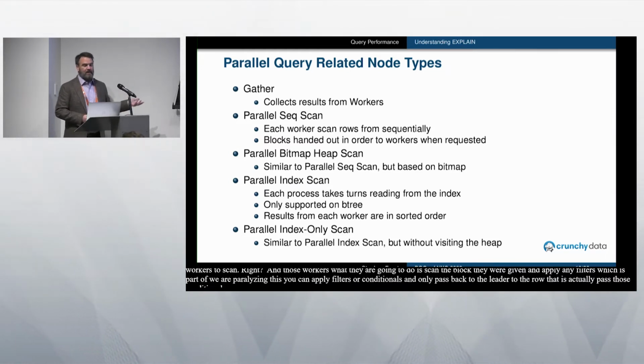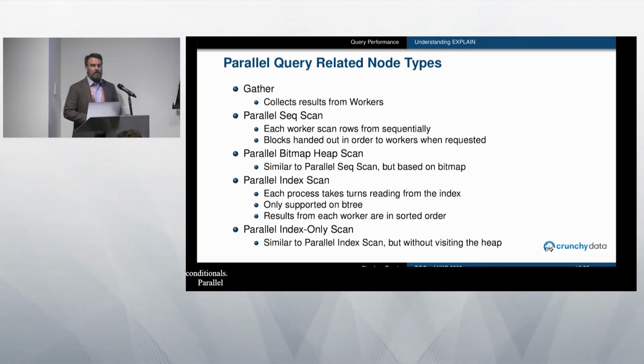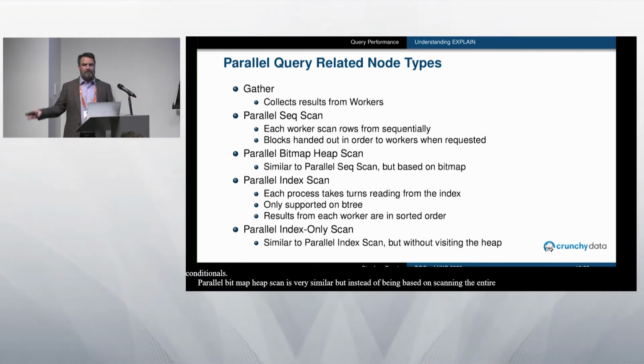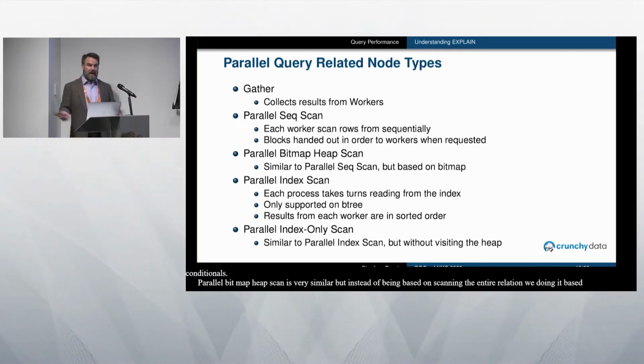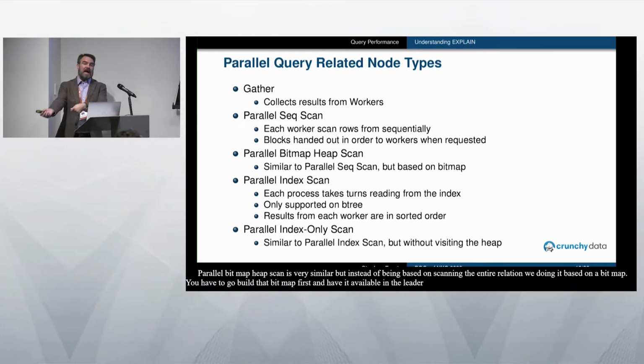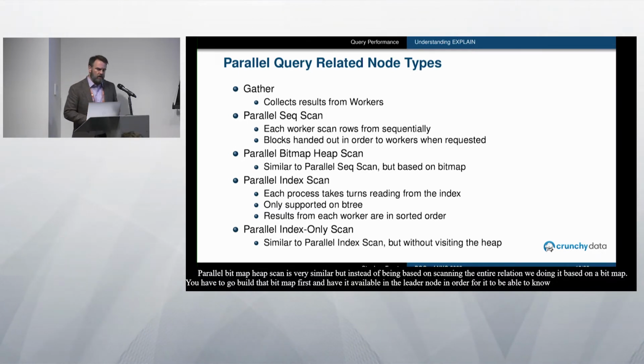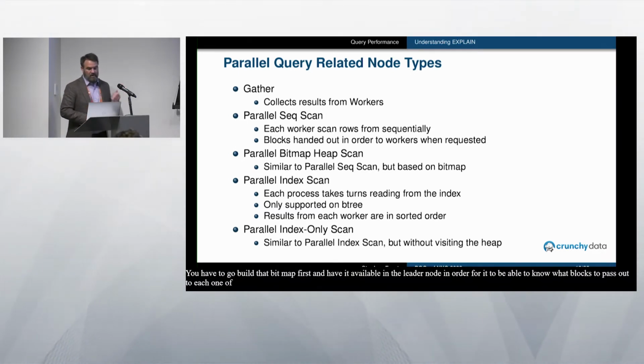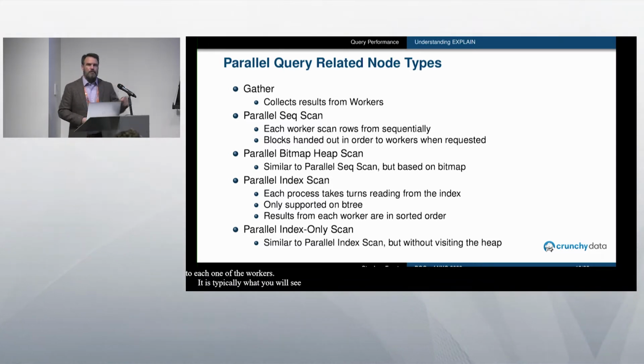Parallel bitmap heap scan is very similar to a parallel sequential scan, but instead of being based on just scanning the entire relation, we're doing it based on a bitmap. Naturally, you have to go build that bitmap first and have it available in the leader node in order for it to know what blocks to pass out to each one of the workers. So typically what you'll see is we'll do that first, we'll build that up, and then we'll do the parallel bitmap heap scan.